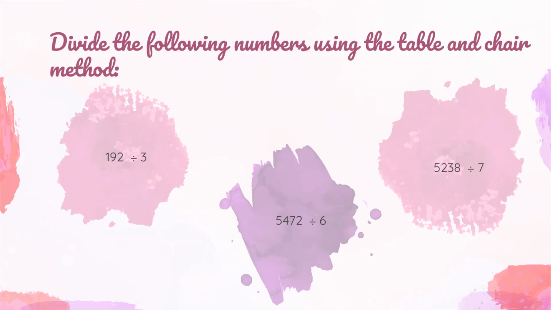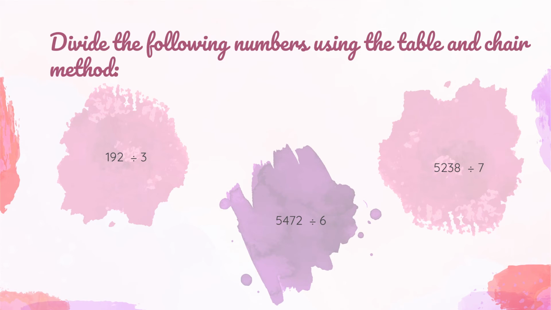Right, boys and girls, you're going to divide the following numbers using the table and chair method. That's the method that we've just practiced. Please write this in your workbook. So write today's date, and you're going to write the heading Division Practice. Underline the date and heading for me, skip a line, and then you're going to work out the following calculations.